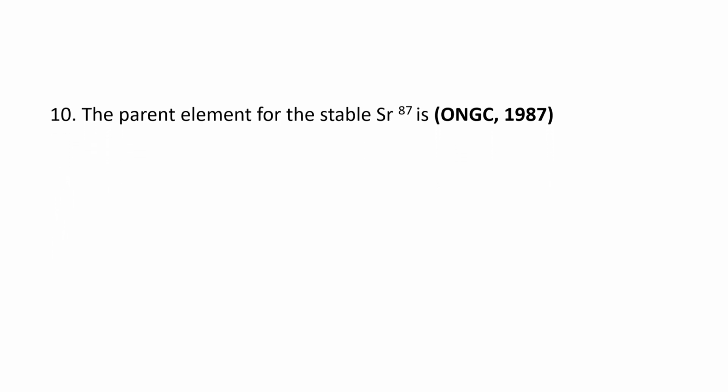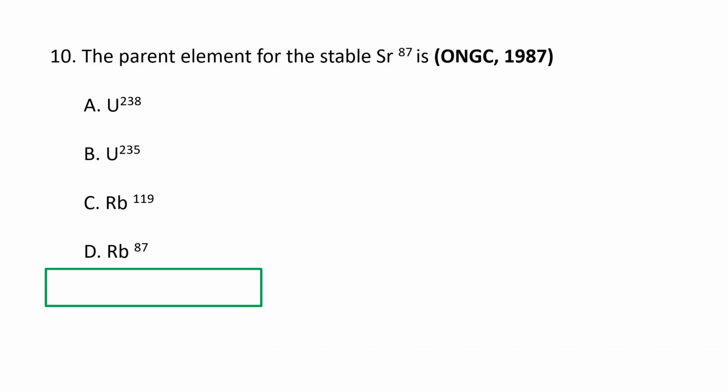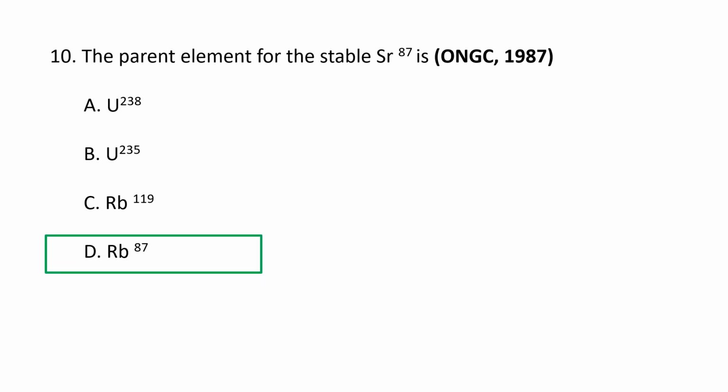Next question. The parent element for the stable strontium 87 is, so it's also very simple. A. Uranium 238, B. Uranium 235, C. Rubidium 119, and D. Rubidium 87. So the parent element for stable strontium 87 is rubidium 87.